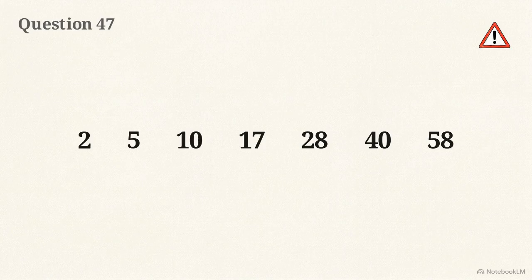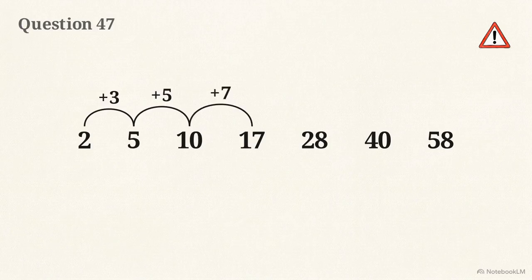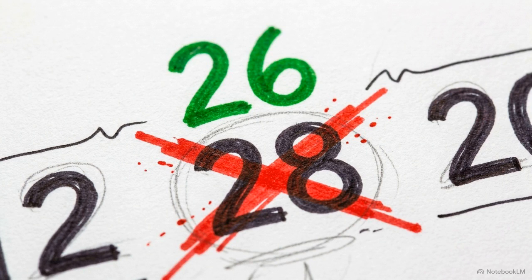To find the outlier, we extract the pattern from the earliest numbers. 2 to 5 is plus 3, 5 to 10 is plus 5, 10 to 17 is plus 7. This establishes a clear odd number addition rule. When we project that pattern forward, the next jump must be plus 9. That means the next term should be 26. The sequence provides 28 instead of 26, identifying it as the pattern breaker. In wrong-term questions, you must confidently project the initial pattern to expose the imposter before the clock runs out.